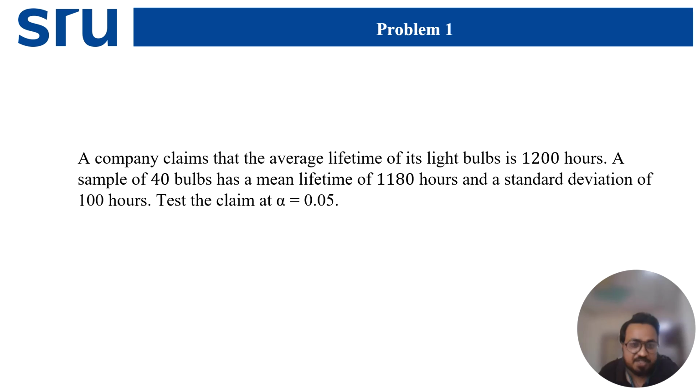So now problem first. A company claimed that the average lifetime of its light bulb is 1200 hours. A sample of 40 bulbs has a mean life of 1180 hours and a standard deviation of 100 hours. Then test the claim at alpha equal to 0.05. Right? So in this question, what things have been given? So now we will solve this problem step by step.